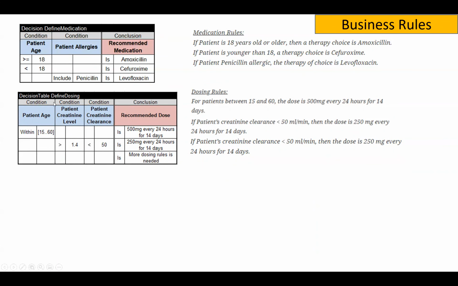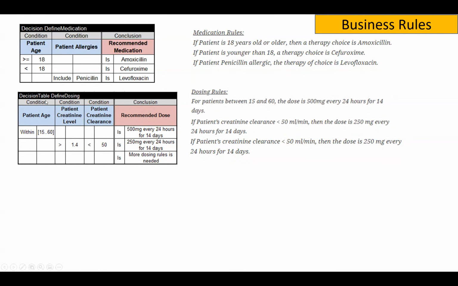Let's consider this table, how it works. Our patient, I told you, was 25 years old. So when we go to this table, we look at the first rule. Is the patient age within 15 to 60? Yes, he's 25 years old. So this would be the recommended medication and all other rules would be ignored.